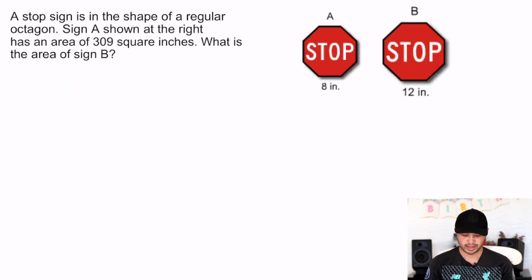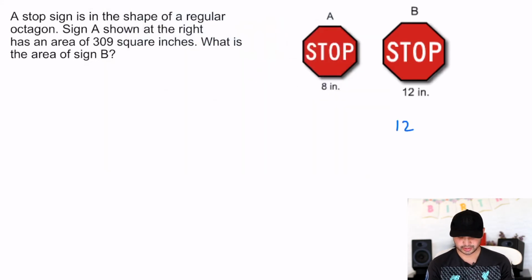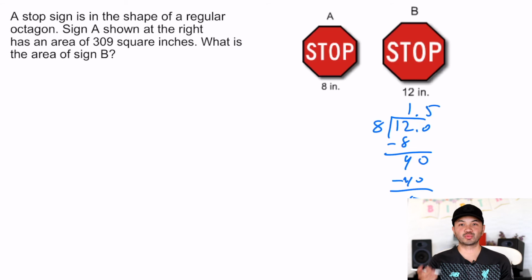So let's find out. How do you get from 8 to 12? If that's not automatically obvious, you can find that out by taking 12, that's what you started off with, and dividing it by 8. If you do that, you get 1.5. So stop sign B is 1.5 times larger than stop sign A. Okay, so we can work with that. So it's 1.5 squared times the area.